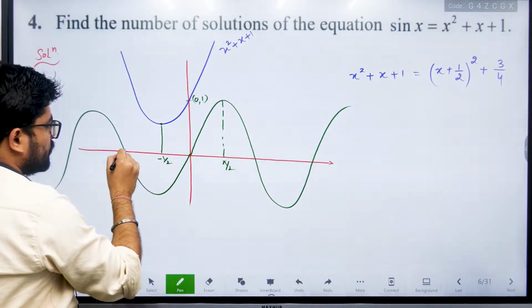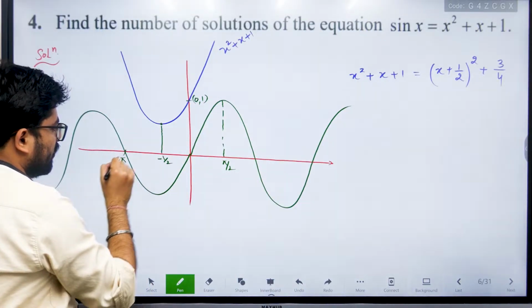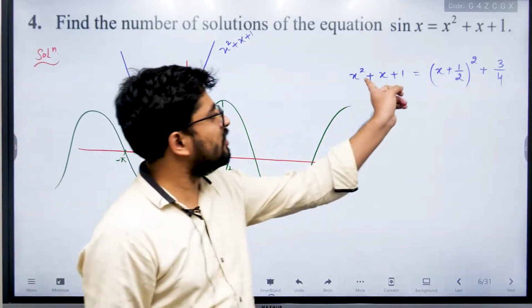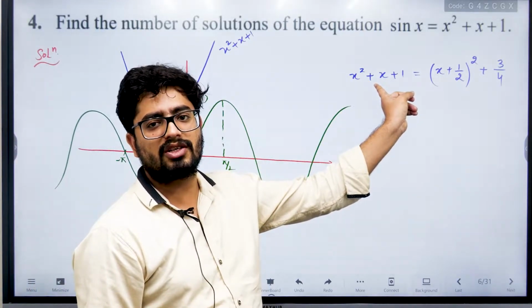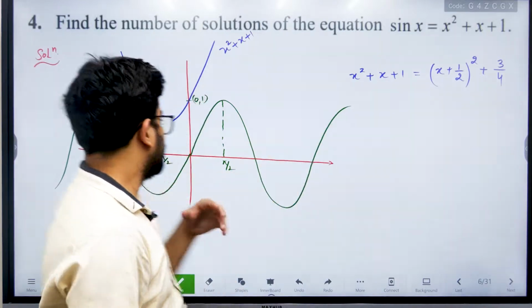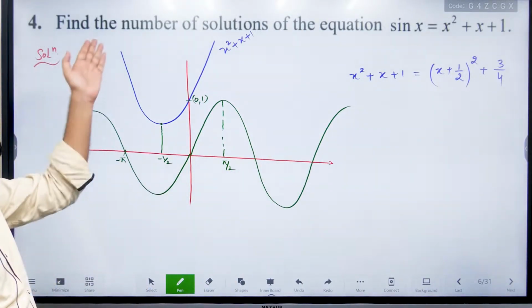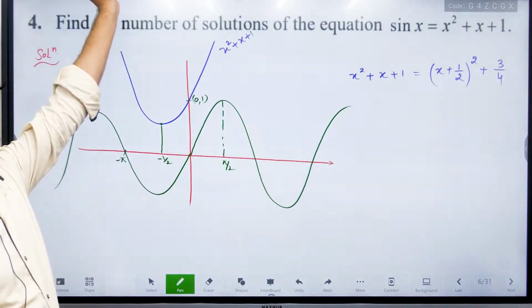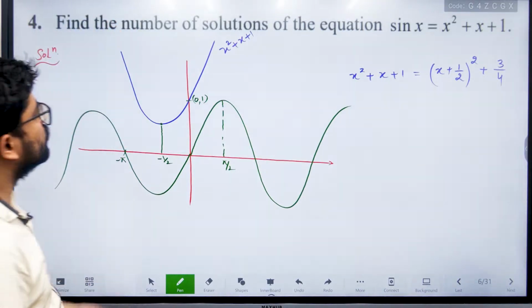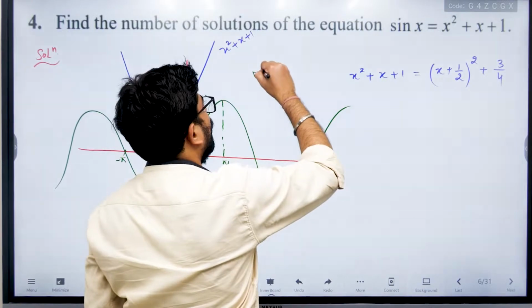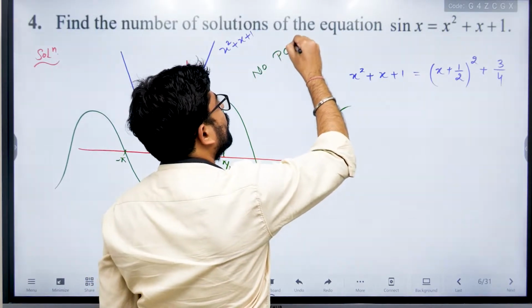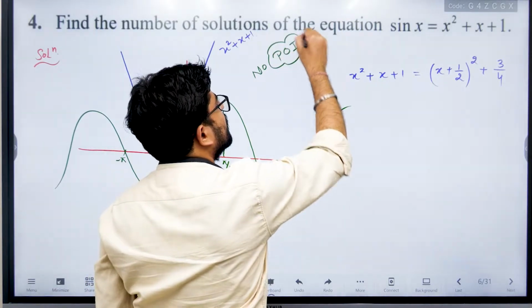Similarly, this point is what? This point is minus pi. Whenever x is minus pi, the value of this one is pi square plus 1 minus pi, that is greater than 1. So again, whenever your graph comes in the positive direction, that value becomes greater than 1. So there is no point of intersection. POI means point of intersection.